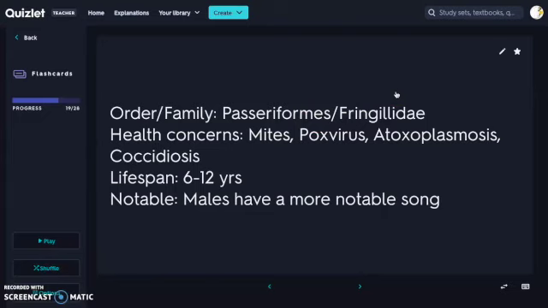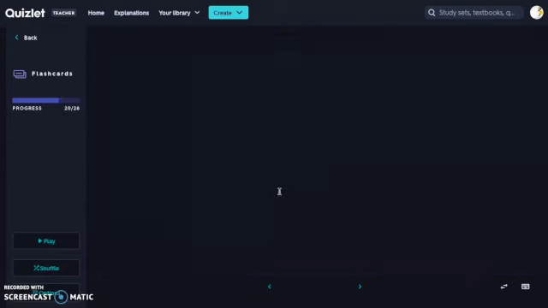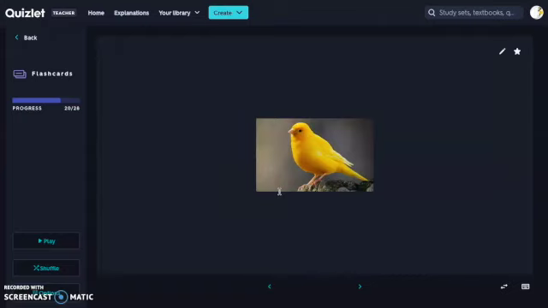Health concerns, they definitely have mites, pox virus, atoxoplasmosis, and then coccidiosis or coccidia. Coccidia is something that is species specific or within that order, so we don't need to worry about getting that ourselves, but we need to make sure that our animals are kept nice and clean, so we don't have those health concerns. Lifespan is definitely shorter, only 6 to 12 years. Males are going to have a more notable song, so if you want a bird that's going to sing all the time, you are going to want to get a male canary, and there is a canary right there.